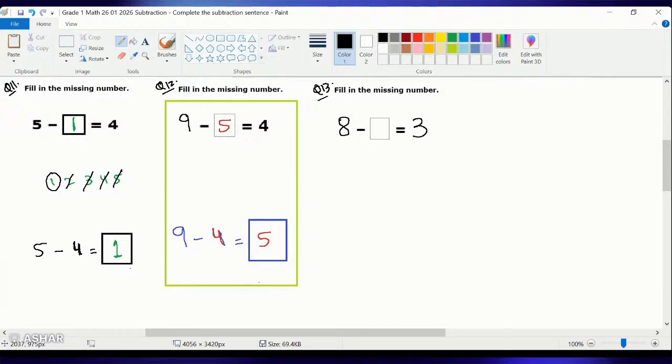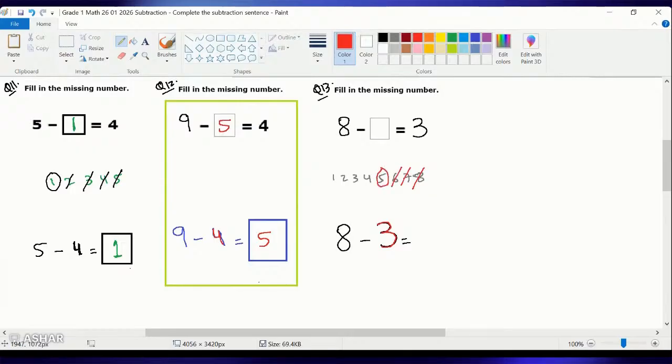So 8 minus something was equal to 3. Then 8 minus 3 should be equal to... From 8, let's suppose we have the numbers 1, 2, 3, 4, 5, 6, 7, and 8. So if 8 numbers are given and we need to remove 3, what number is left?